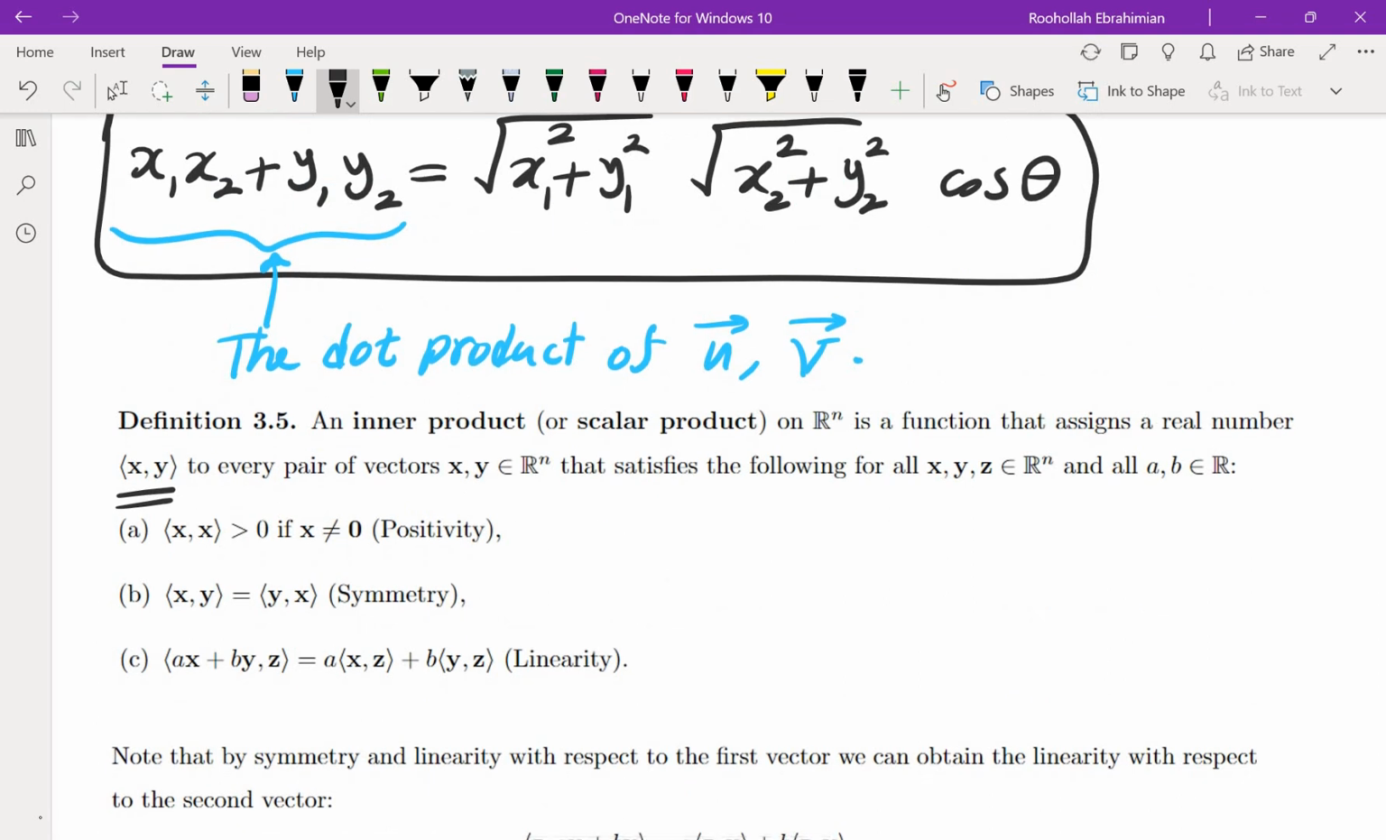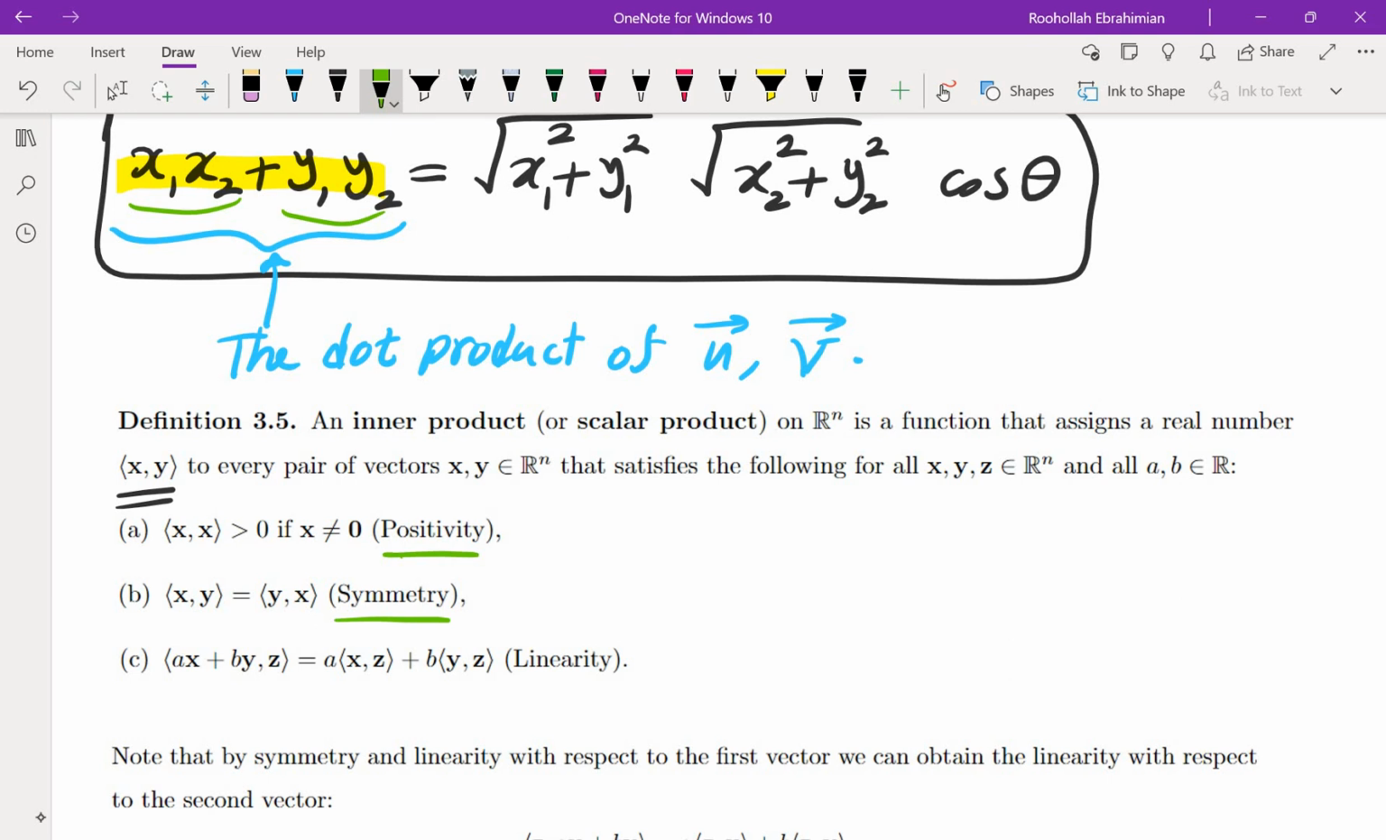And if you go back and look at this quantity on the left, it satisfies that. If you multiply (x1, y1) with (x1, y1), you get x1 squared plus y1 squared, which is a non-negative quantity, and it's only 0 if x1 and y1 are both 0. This property is called positivity.